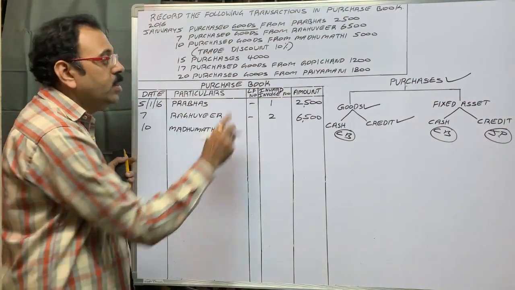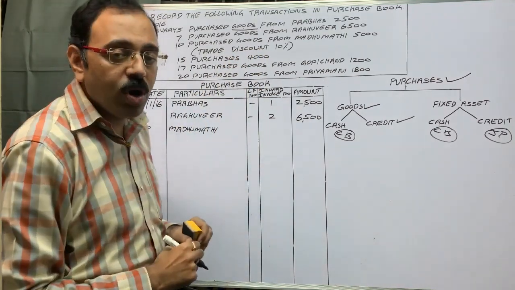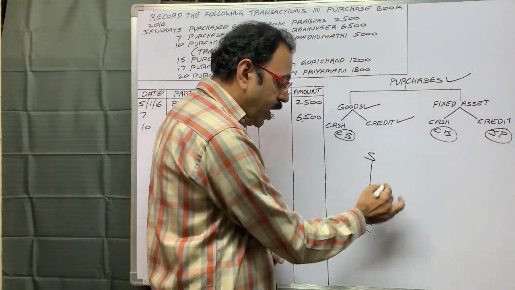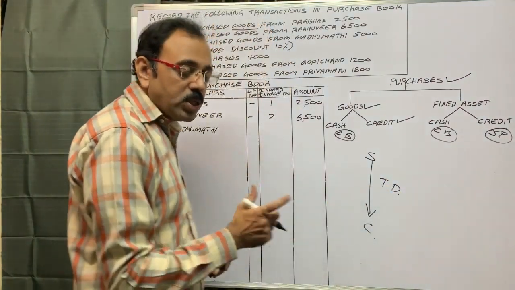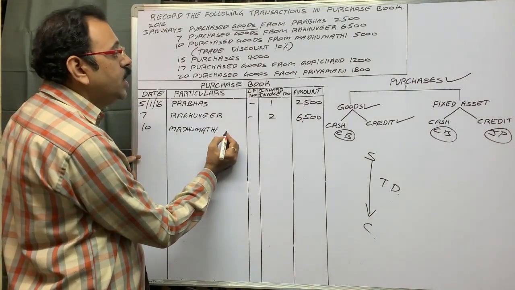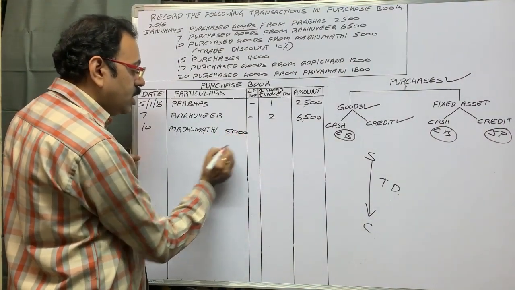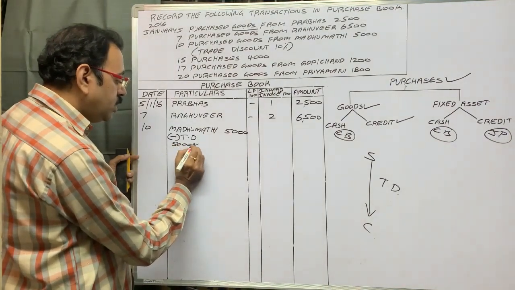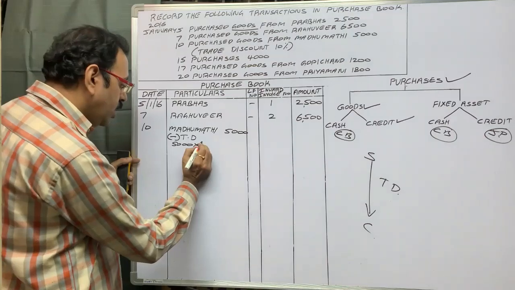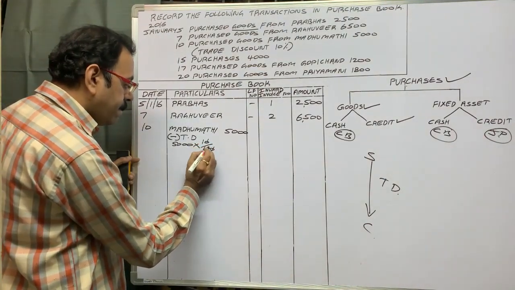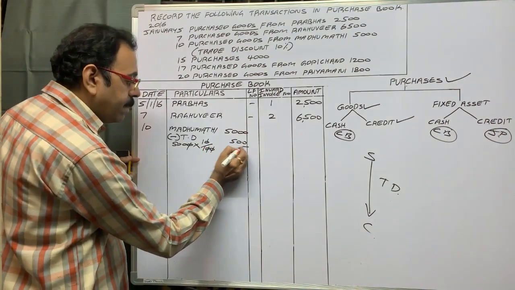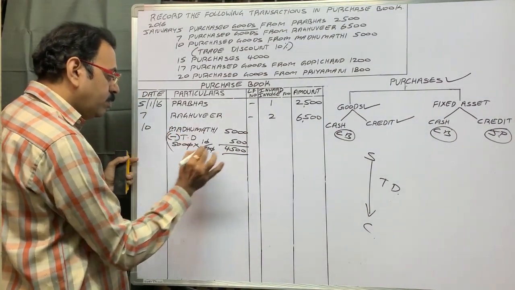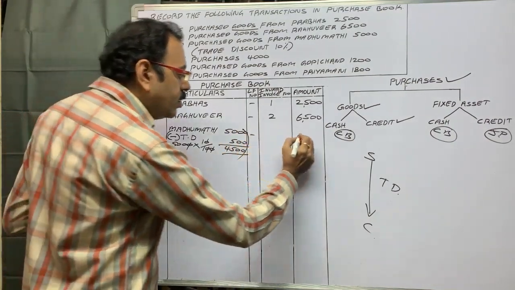But what is the new point? Trade discount is given. Trade discount means what? When a seller gives discount to a customer, then that discount is known as trade discount. When trade discount is given, then write down the amount in the inner column, 5,000 rupees, and deduct trade discount. Amount is not given, percentage is given. So calculate the trade discount in the inner column. Then put the calculation in brackets, 4,500 in the outer column.